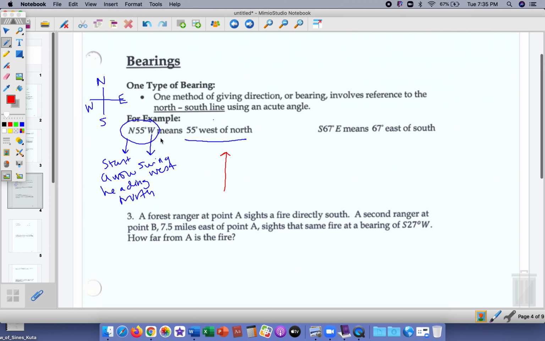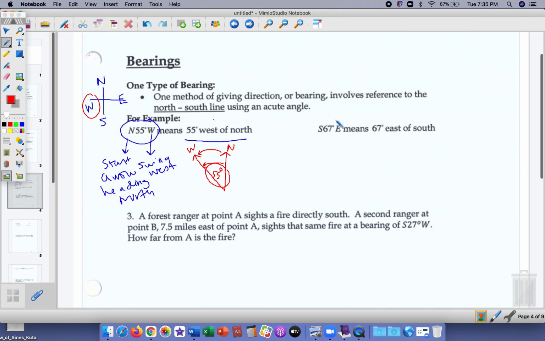So now if I'm swinging to the west, it is going to be this way. So I'll do my arrow like that. And this angle in between is 55 degrees. So we're heading north, but then we swung to the west, and that angle in between is 55 degrees.